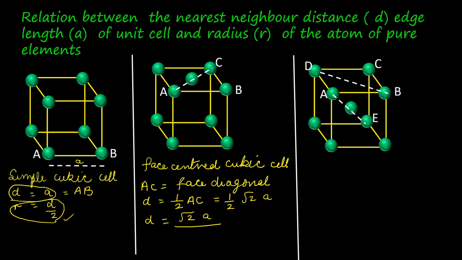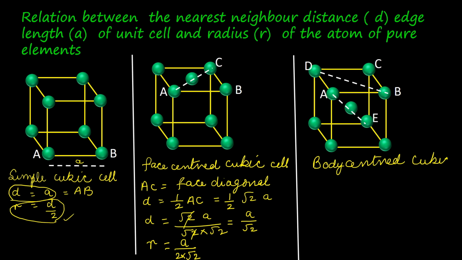This 2 can be written as root 2 into root 2. On simplification it becomes a by root 2. So d is equal to a by root 2. r is equal to d by 2, but d is equal to a by root 2. So r is equal to a by 2 root 2. So it's very easy.